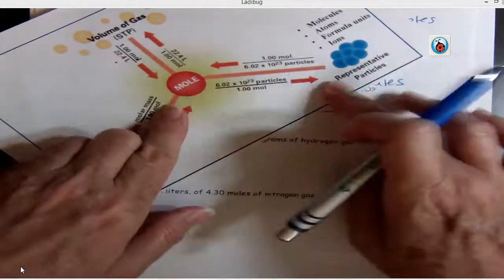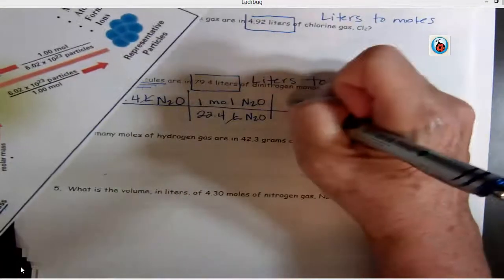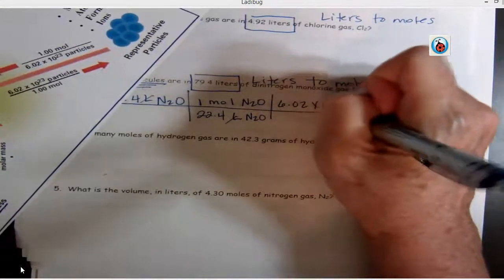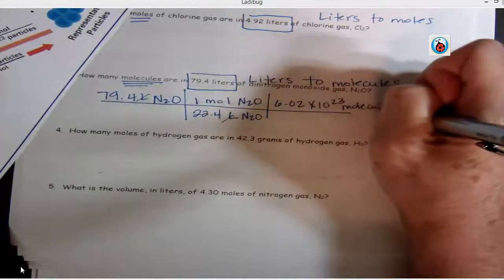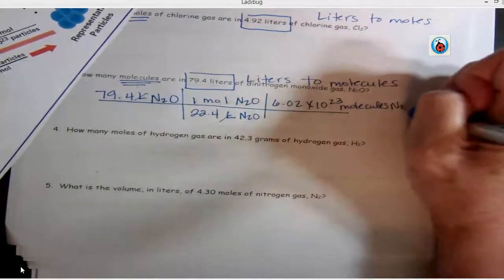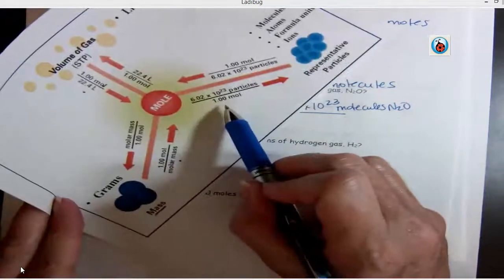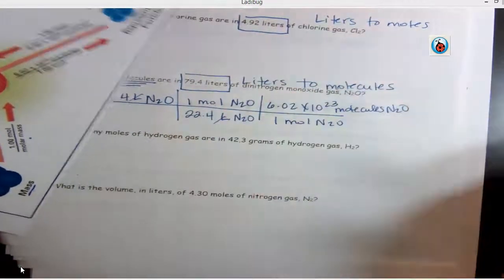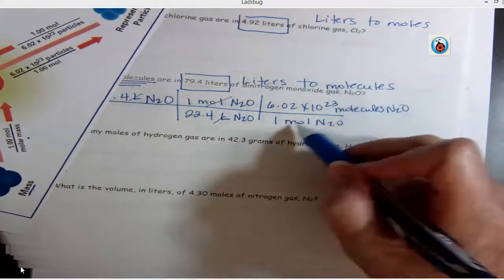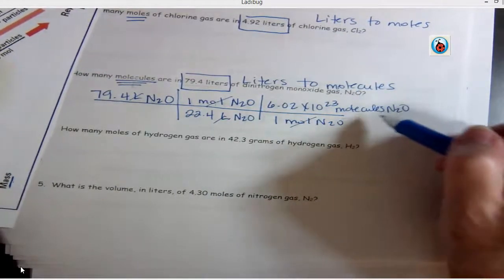And what does it say on my arrow right there? It says I'm going to put 6.02 times 10 to the 23rd what? Particles. What are our particles here? Our particles are molecules of N2O over 1 mole of N2O. Okay, because what happens? Moles of dinitrogen monoxide cancel out, and I'll be left with molecules.